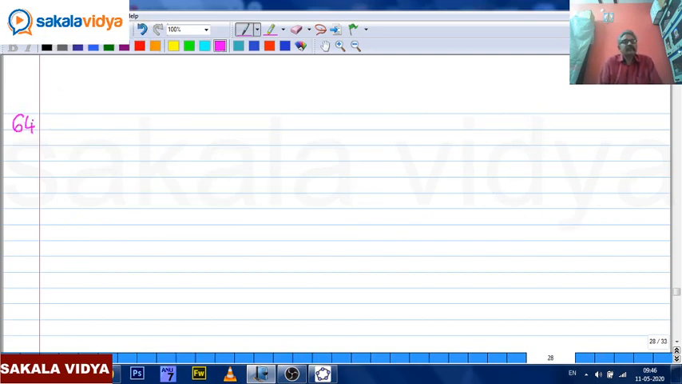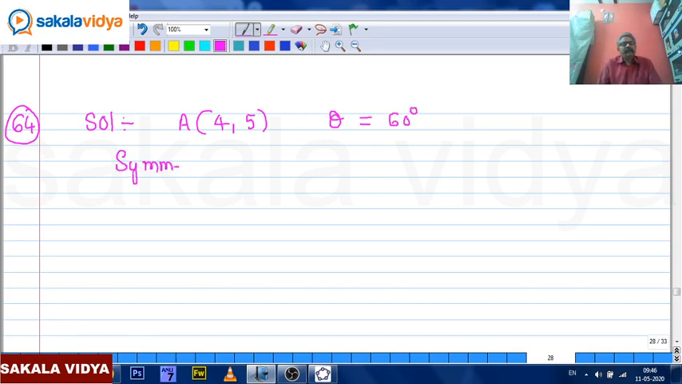64th problem. Solution. First let us write down the given data. Point given is 4, 5. Am I correct now? And inclination theta is equal to how much is given? 60 degrees. Symmetric form: x minus x1 by cos theta equals y minus y1 by sin theta.